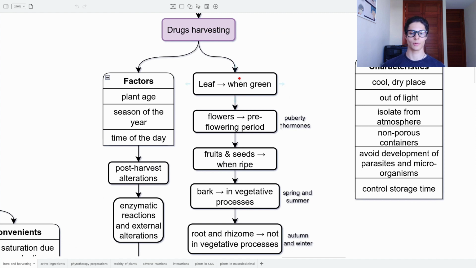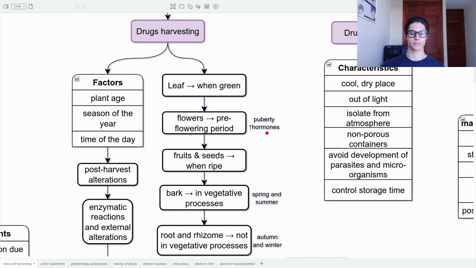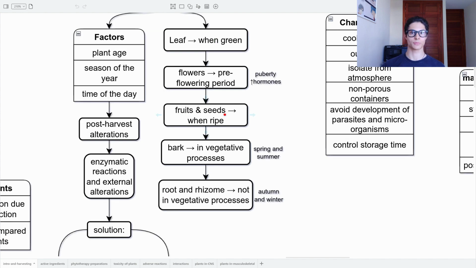So what are the parts of the plant that will have the medicinal purposes? The leaf, and we have to harvest it when it's green. The flowers in the pre-flowering period, because this corresponds to the puberty of the plant, and during puberty we have more hormones, so more active ingredients. Then fruits and seeds as well, when ripe only. The bark in vegetative processes, this is in spring and summer. And the root and rhizome, not in vegetative processes, so in autumn and winter.